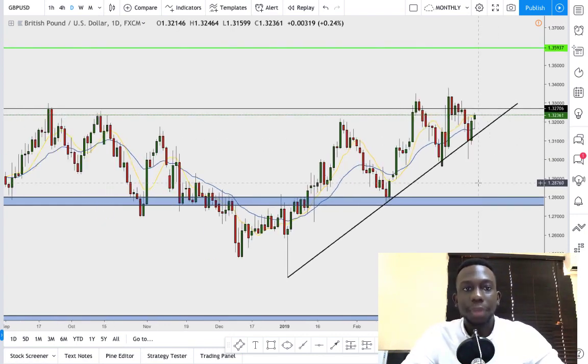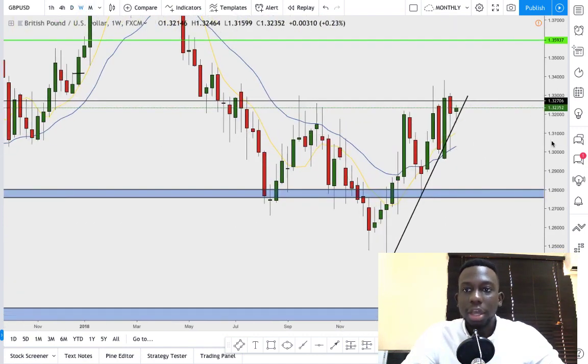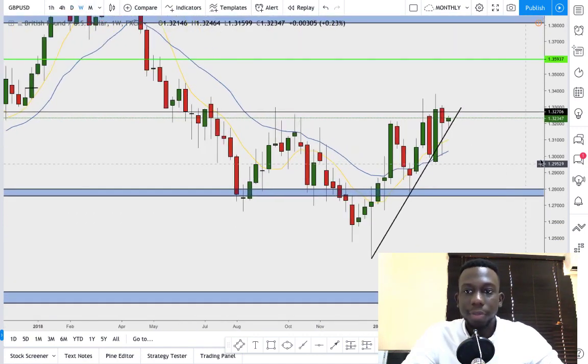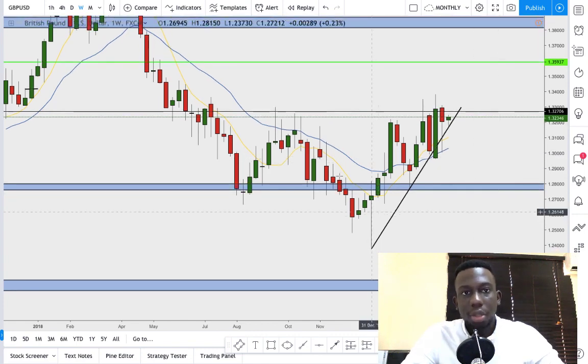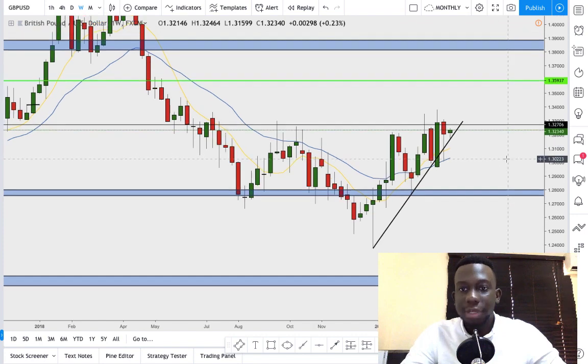So what's happening with GBP USD at the moment? I'll just explain to you guys what exactly is happening with the pair. If you come down to a weekly time frame, you would realize that we have what seems to be a head and shoulders pattern, okay? You can see this is the left shoulder, this is the head, and this is the right shoulder. Usually what happens when the head and shoulders pattern forms is that we tend to have a reversal, okay? Head and shoulders is a reversal pattern.